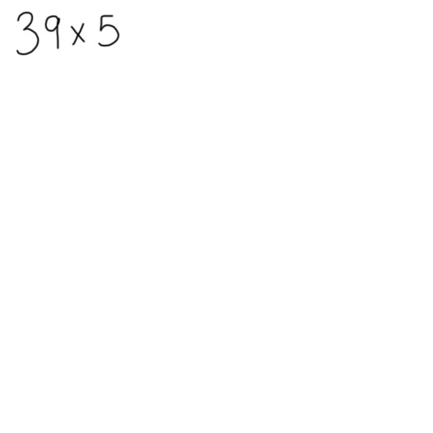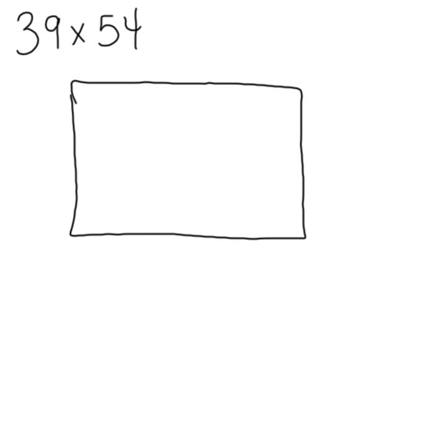The first step in solving using rectangular sections is by simply drawing a rectangle. The second step is to break up each number apart into place value. So the 3 in 39 represents 30, and then you have 9 ones left over. So that's the first part of my rectangle.